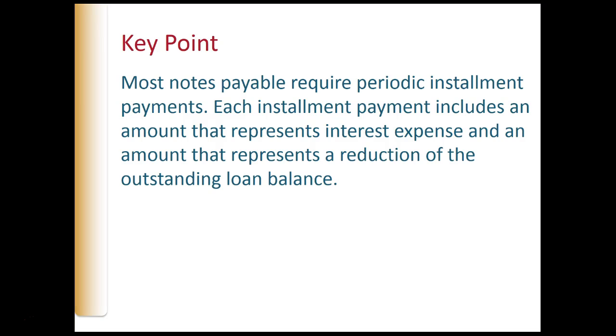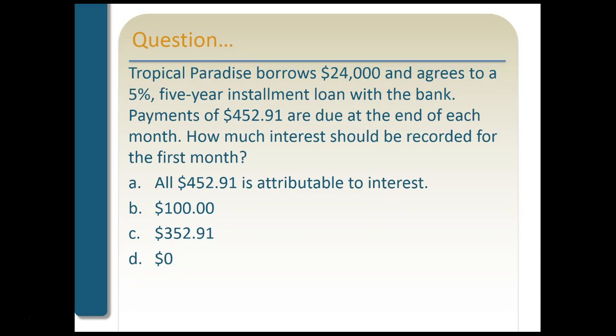A key note to remember: most notes payable require periodic installment payments. Each installment payment includes an amount that represents interest and an amount that is a reduction in the principal. Let's do a question here. Tropical Paradise borrows $24,000 and agrees to a 5%, 5-year installment loan with a bank. Payments of $452.91 are due at the end of each month. How much interest should be recorded for the first month?